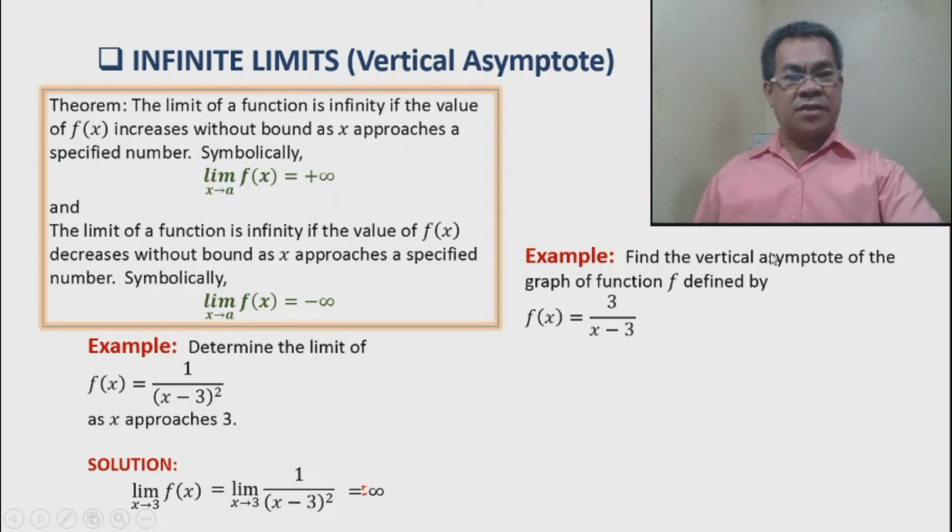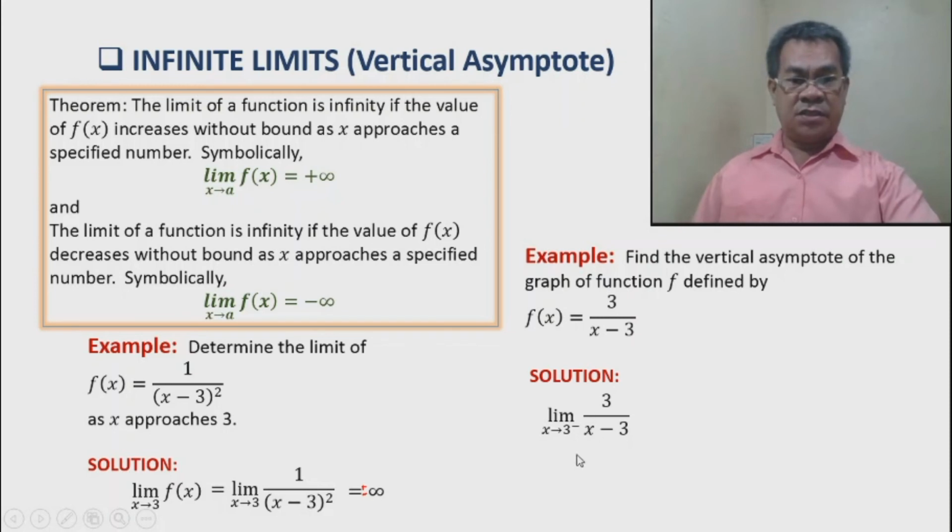So we have this example. Find the vertical asymptote. It is now obvious that the answer is a vertical asymptote, meaning the answer is always infinite. Find the vertical asymptote of the graph of the function f defined by 3 over x minus 3. So we have to use the left-hand limit. What is the left-hand of 3? 2.999. So substitute 2.99 here. This is less than 3, so the answer is negative infinity.